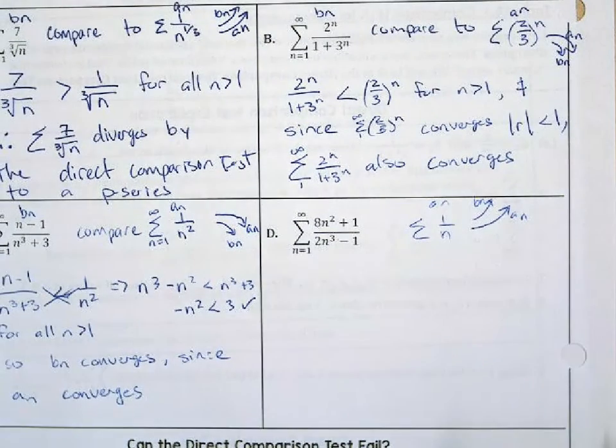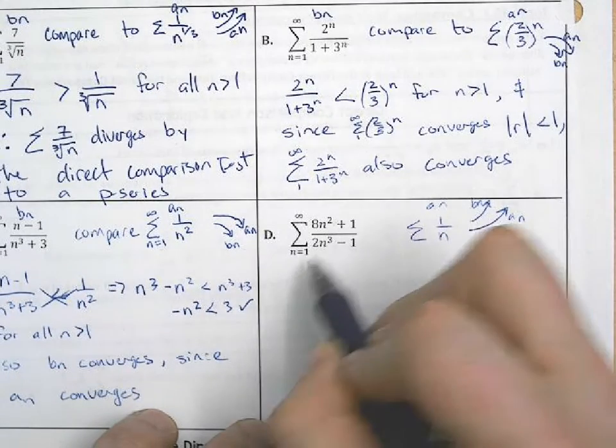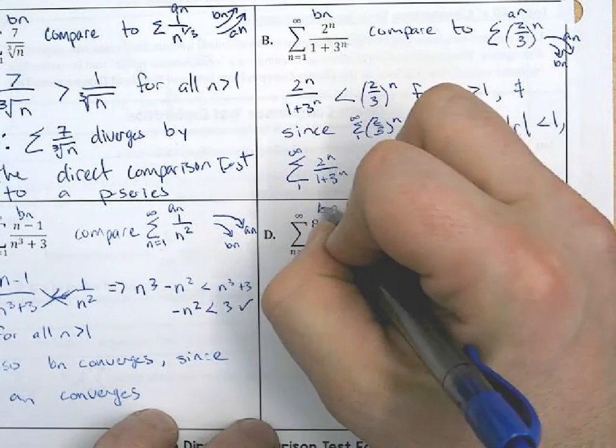And it diverges. So then when we compare them, we're trying to say, so we need B sub n. We need B sub n.